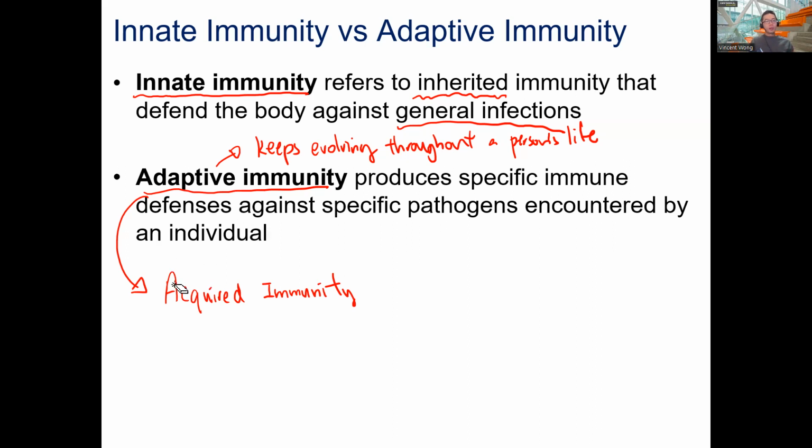All right. So I forgot to mention, I explained what adaptive means already, right? Acquired means you have to get it. Yeah, you're not born with it. In order to get the acquired immunity, you must be exposed to the pathogens. Okay, so that's why these two terms are interchangeable. Okay, moving on.